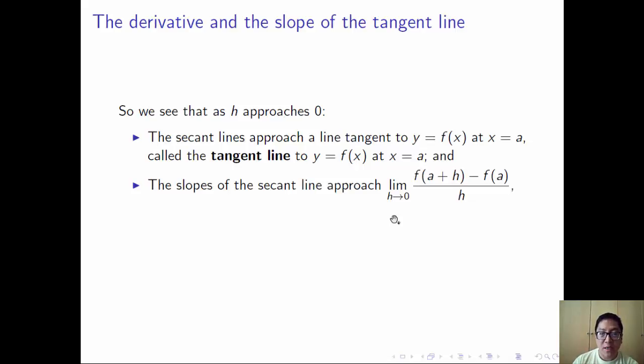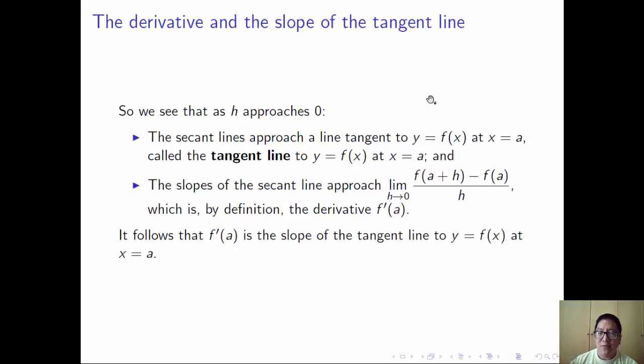And the other thing that happens is that the slopes of the secant lines, each of which has slope f of a plus h minus f of a over h, as h goes to 0, those slopes approach the limit of that expression as h approaches 0. That seems familiar. Well, yes, by definition, that is the derivative of f at a, f prime of a.